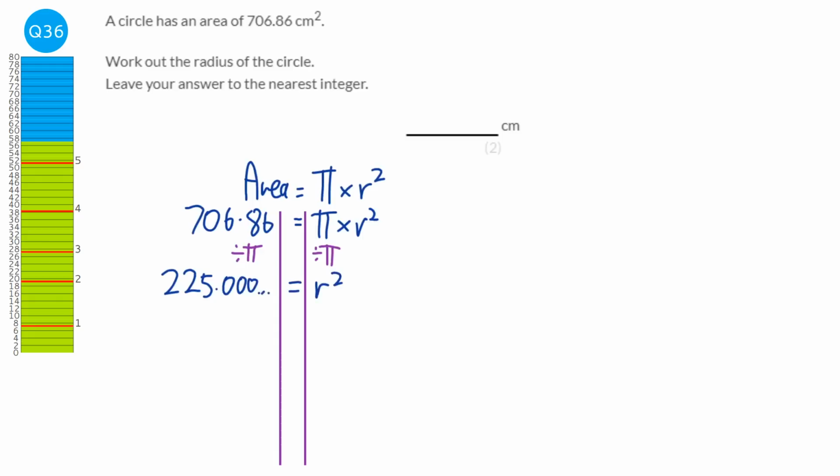Then I want to get rid of this squared here. So to do that, I do the inverse, which is square root. And the square root of 225 is 15, and the square root of 225.000..., whatever was in our calculator, is going to be 15.000, etc. So pretty much 15. It says it wants it to the nearest integer. Integer is a whole number, so my answer would be just 15.